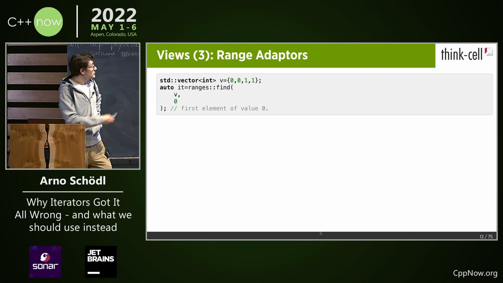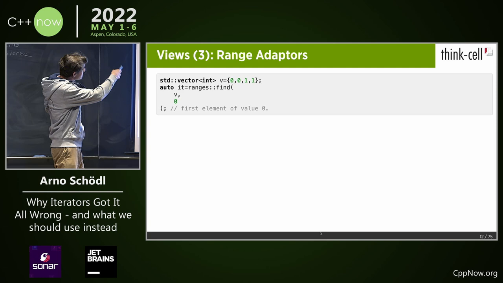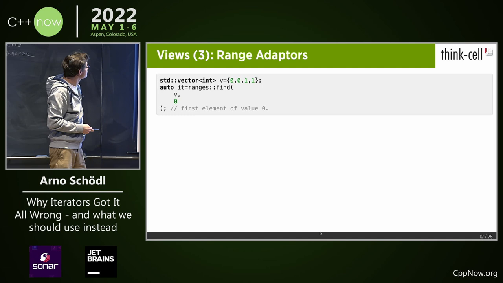Anyway, here we just do a simple find on a range. You have a vector, 0, 0, 1, 1. And we will use that throughout the talk. And you do a find. And you look for the first element that is a 0.